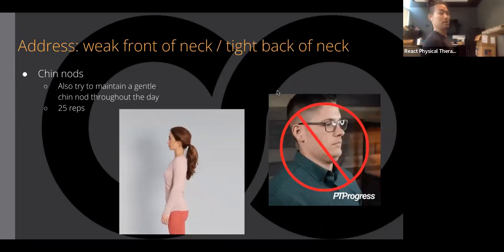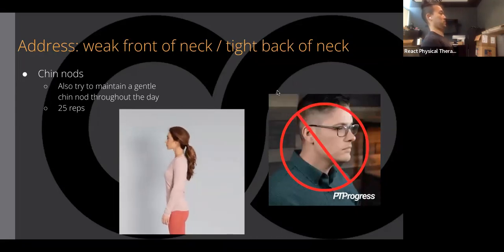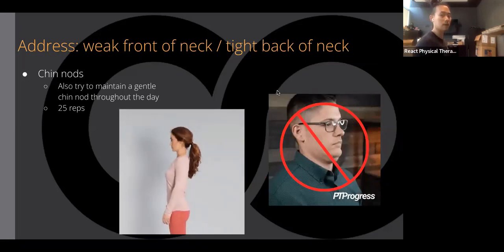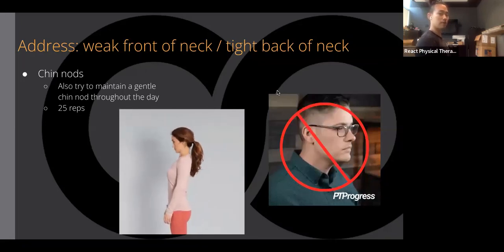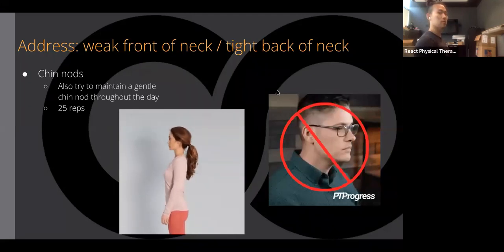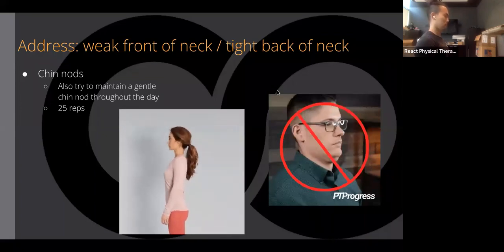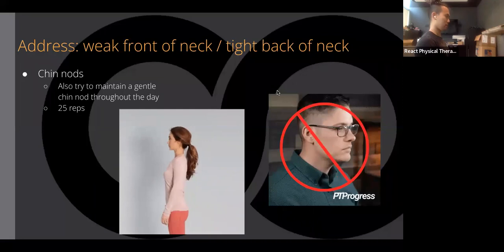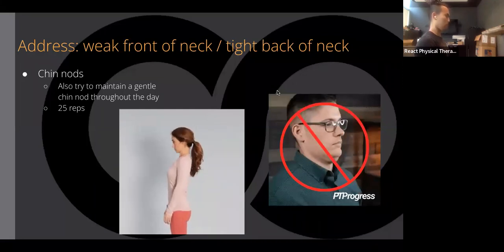We want to avoid this type of extreme retraction, right? Extreme double chin. We want to not do that. Okay, we want to do more of a pull it in and then a gentle nod. Okay, you can do little nods. You can do them lying down. You can do them against a wall. You can do them while you're driving or at work.